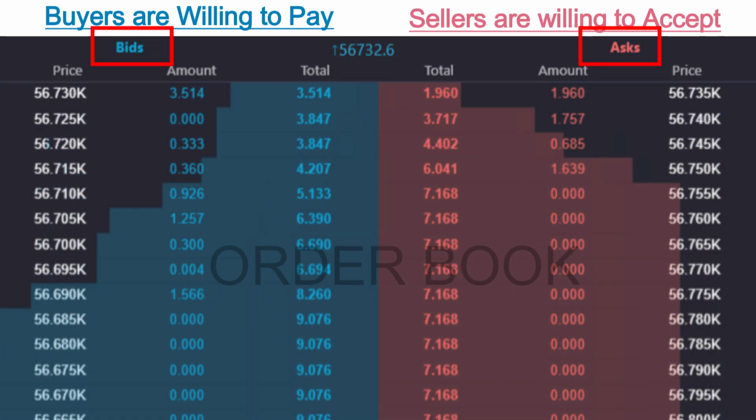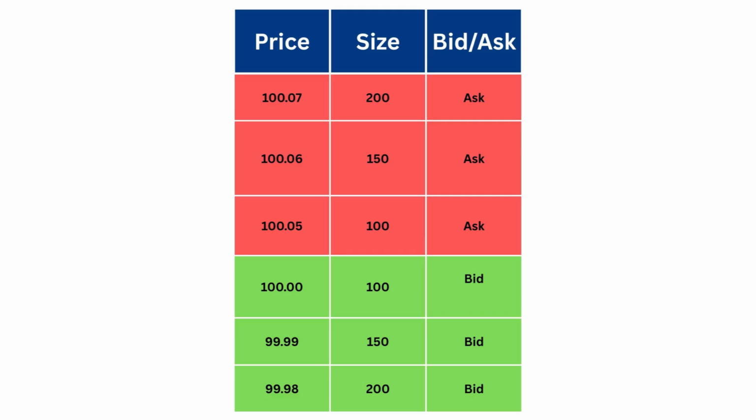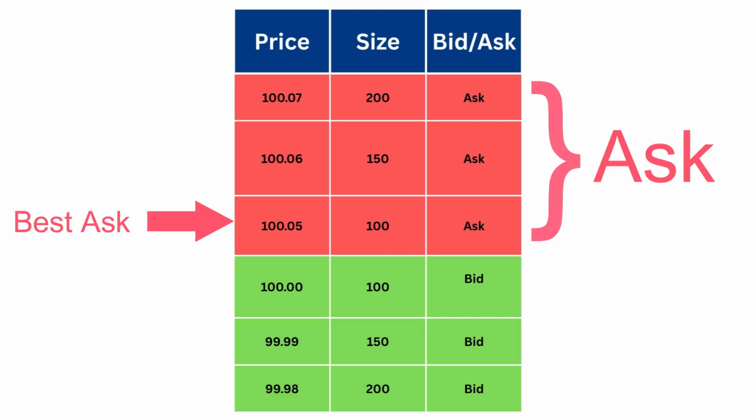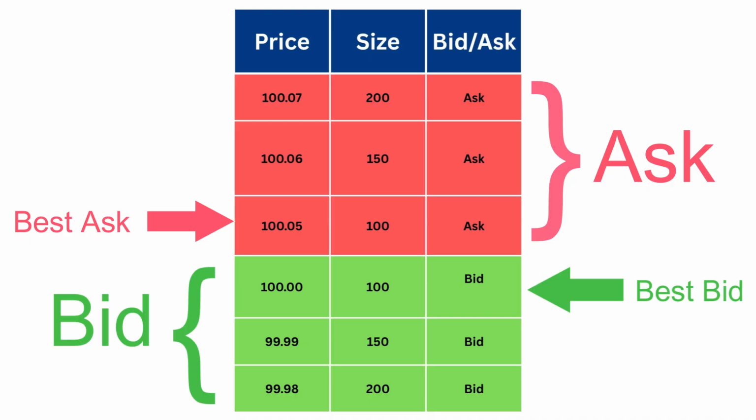Now let's understand this with an order book. As you can see in this order book, on the left hand side, the prices are 100.07, 100.06, 100.05, then 100, 99.99, 99.98. And this is the size in the middle, and on the right hand side, the side, whether ask or bid. Now as you can see on the ask side, the best ask is 100.05 because that's the lowest price that the sellers are willing to accept. Similarly, on the bid side, the best bid is 100 because that's the highest price that buyers are currently willing to pay. So now you understand the best ask and the best bid.